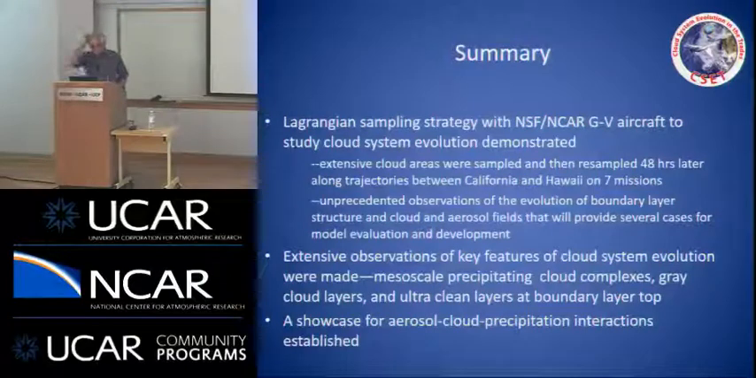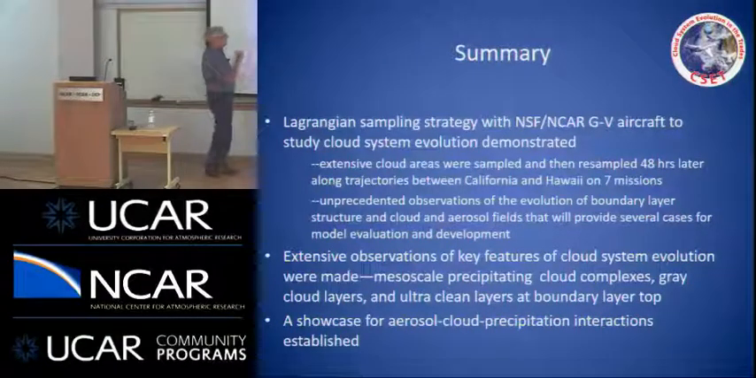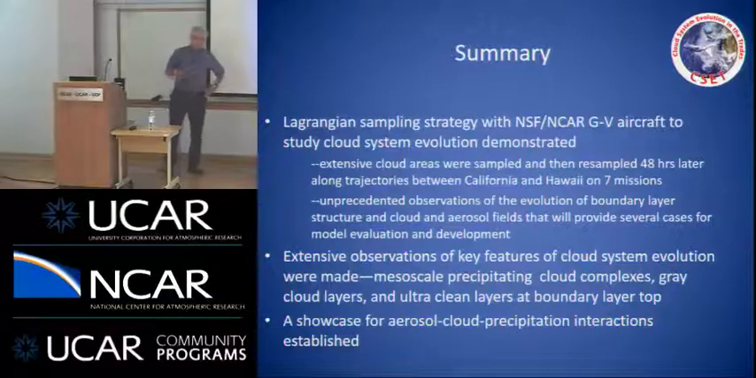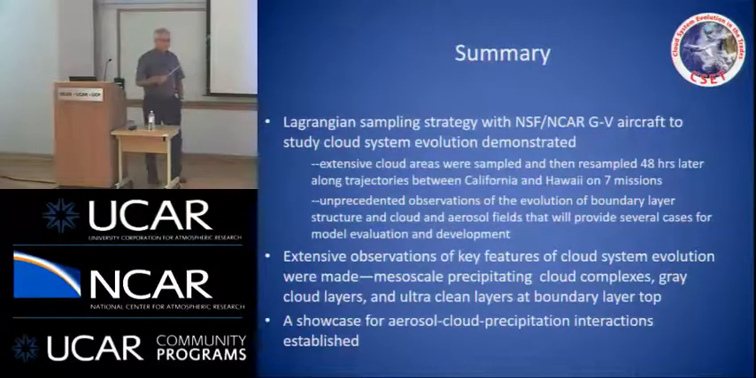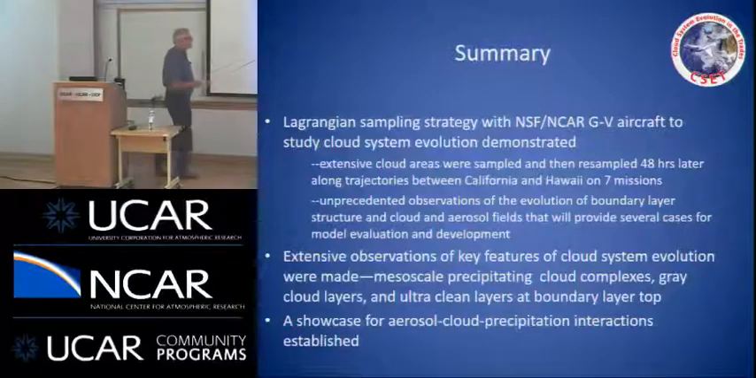So I'm going to give you a little summary here. Basically the Lagrangian strategy with the G5 aircraft was demonstrated. Extensive cloud areas were resampled 48 hours later. I think we did a pretty good job of getting to the same areas. And so even though our initial reviewers on our proposal had some doubts about how this was all going to work, I think in the end it worked out, and it worked out pretty well. So I think it was great.